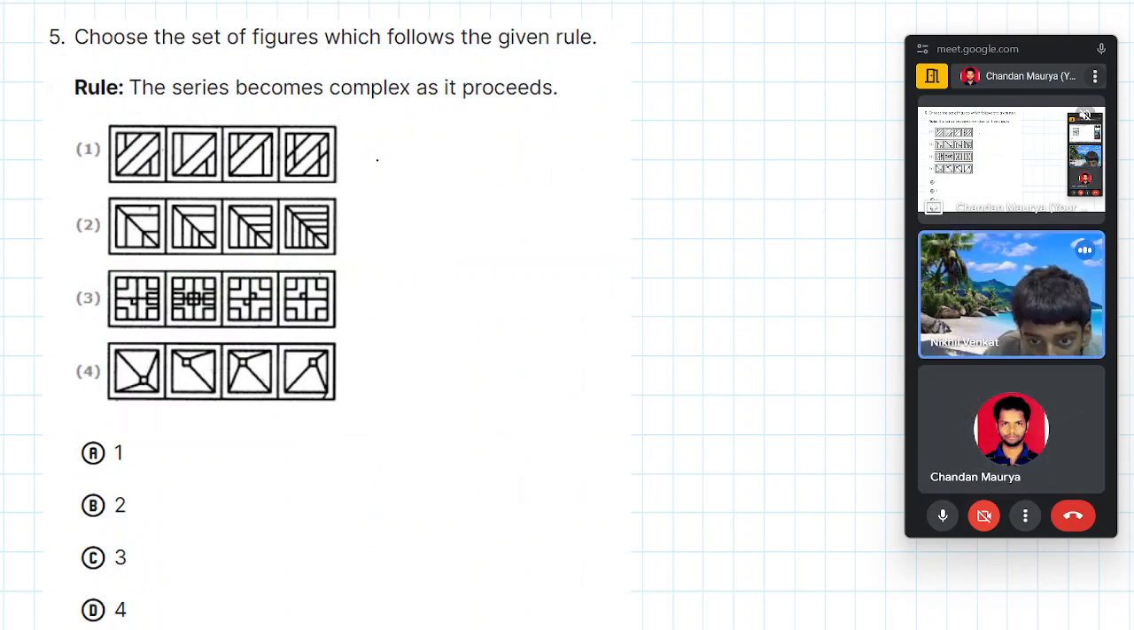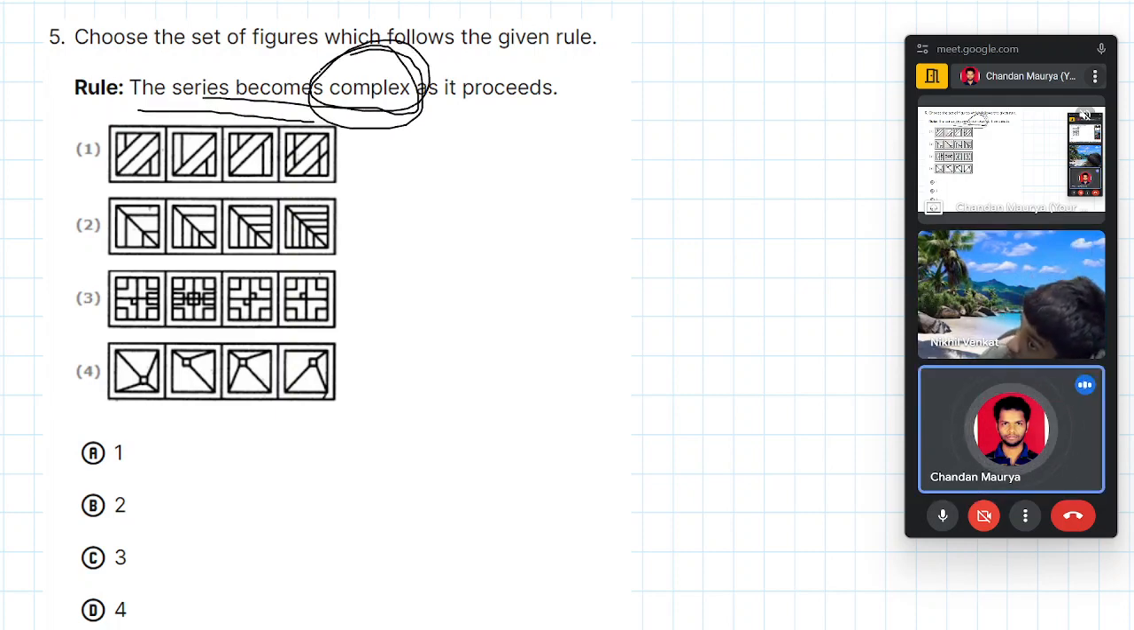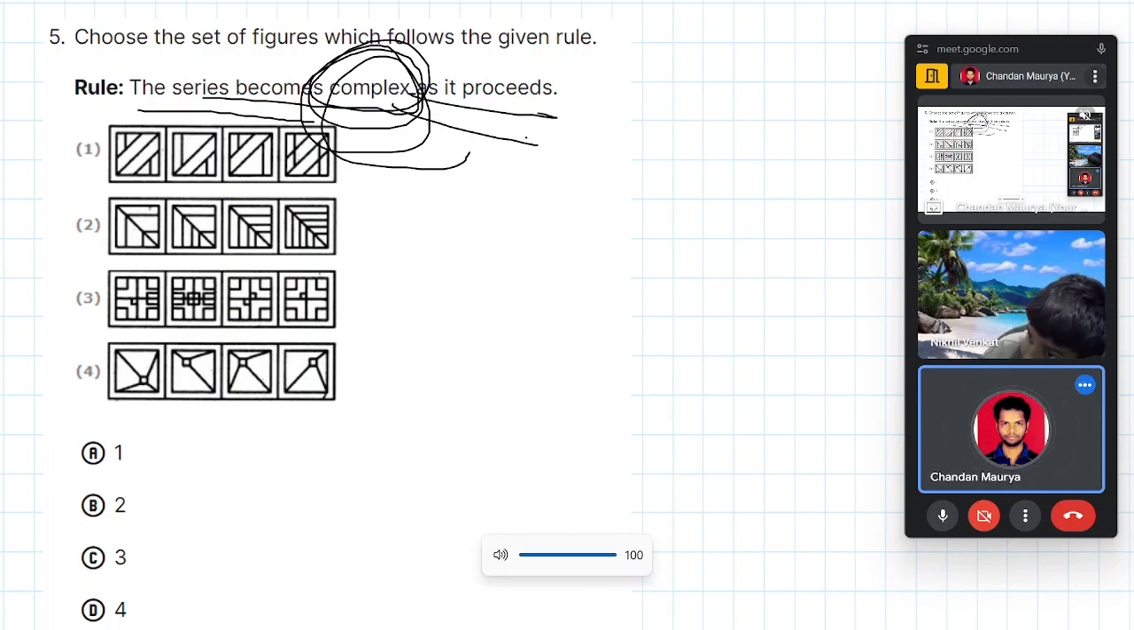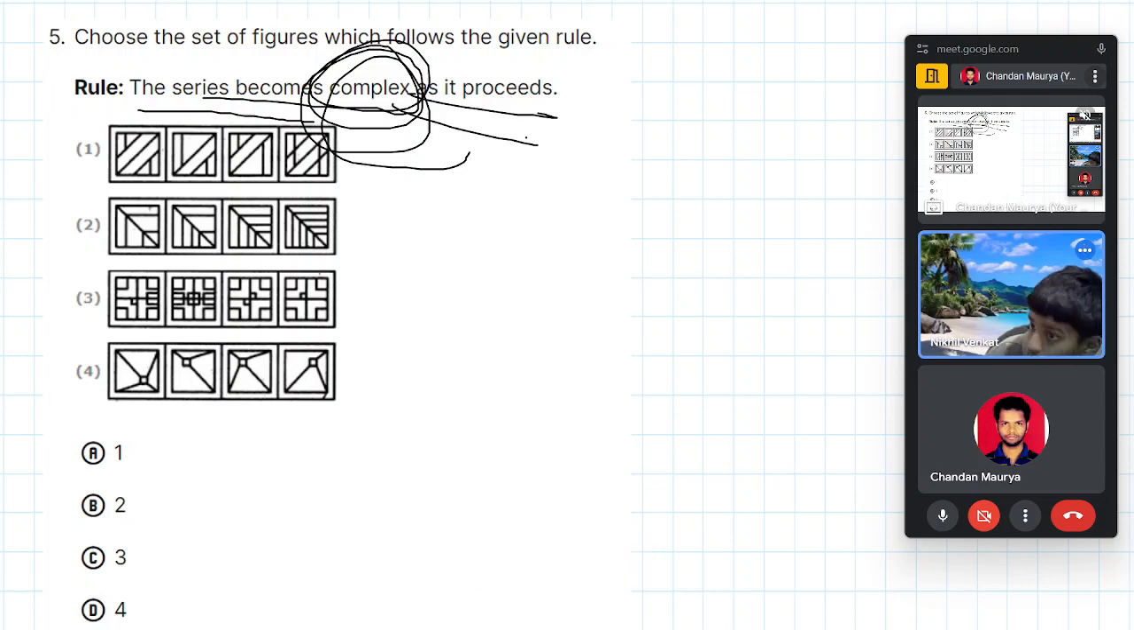Question number five. The series become complex as it proceeds. The series will become complex means more and more difficult as it proceeds. I think it's number two. Yeah. Okay, sure.